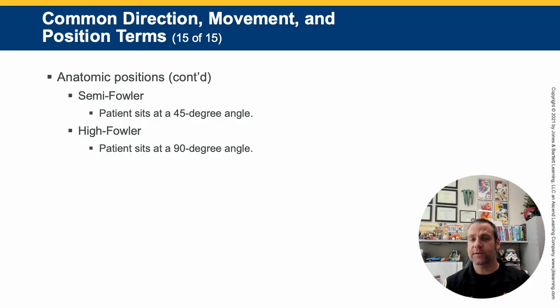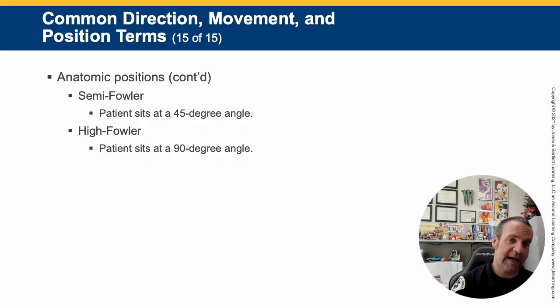The semi-Fowler's position refers specifically to a patient who is reclined to about a 45-degree angle. This is going to be one of the most commonly used transport positions in EMS, especially for patients with shortness of breath, nausea, abdominal discomfort. It allows for easier expansion of the lungs while minimizing the pressure on the abdomen.